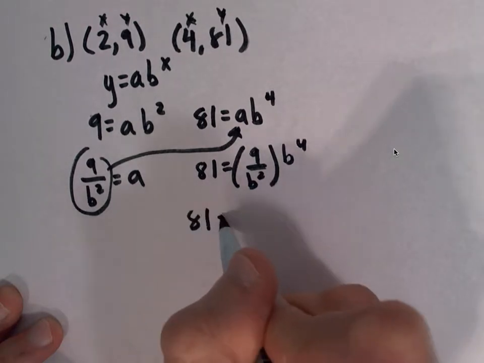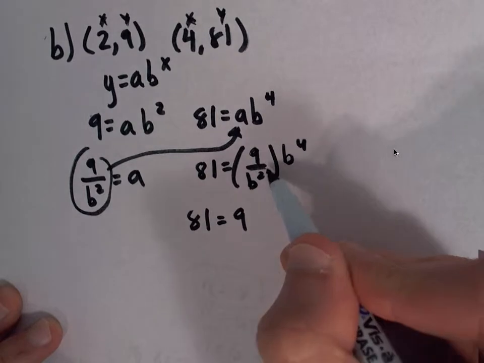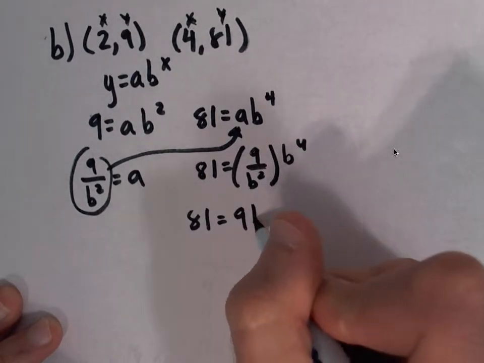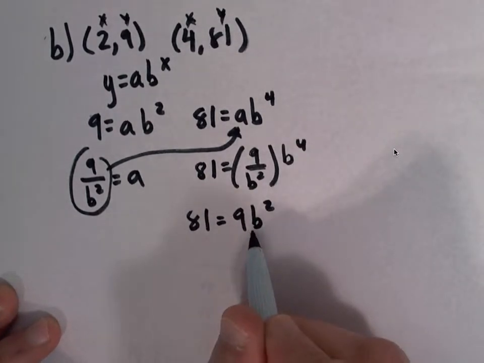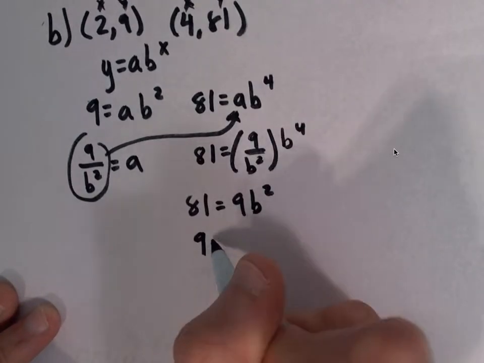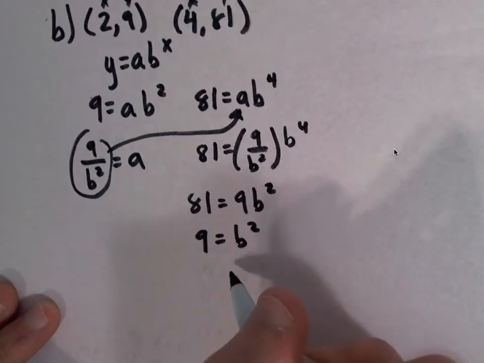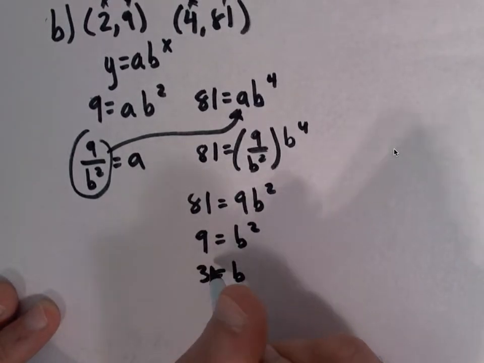So I have 81 equals 9. Remember, I have these two guys over each other. I can just subtract the exponents. 4 minus 2 gives me b squared. Solve for b. Divide by 9 on both sides. 81 divided by 9 gives me 9. 9 equals b squared. And then we just square root both sides, and b equals 3.